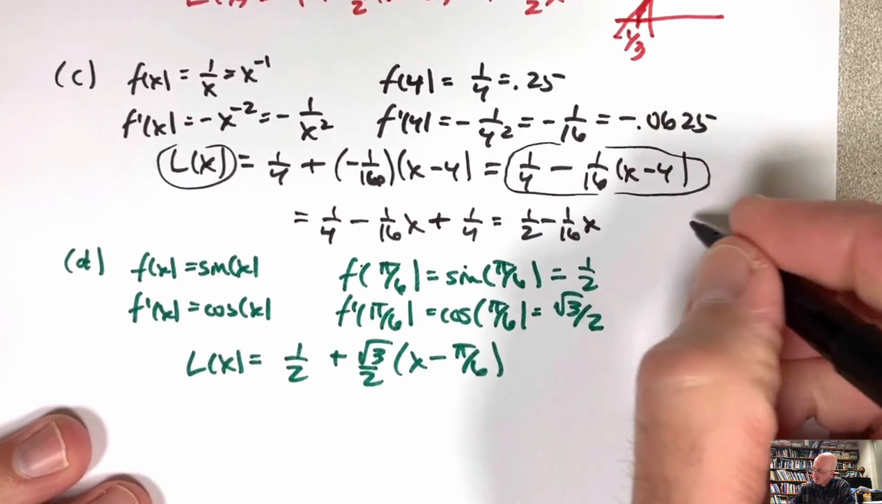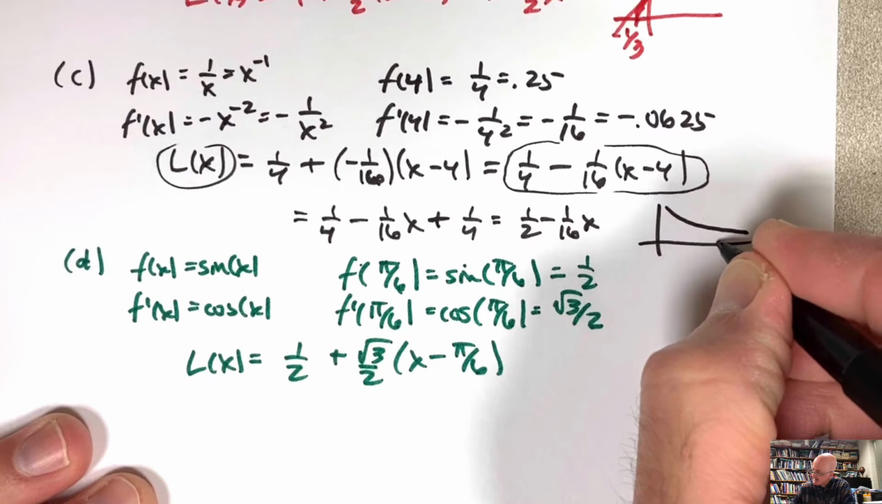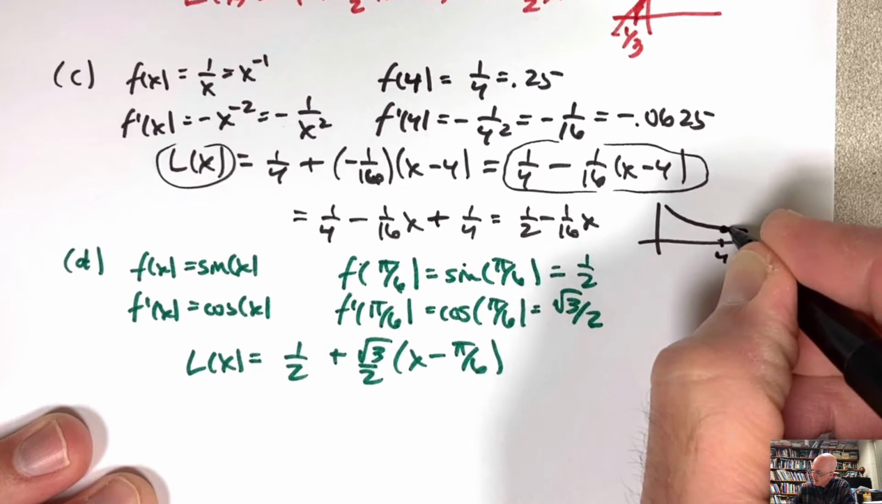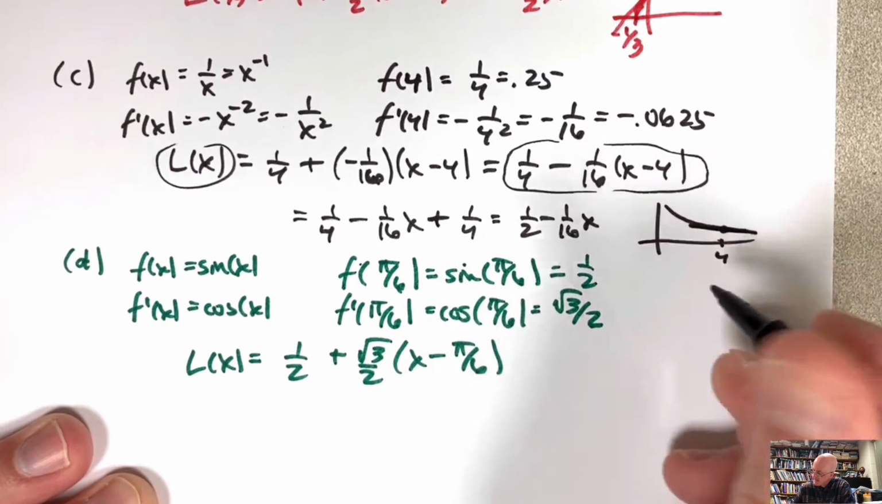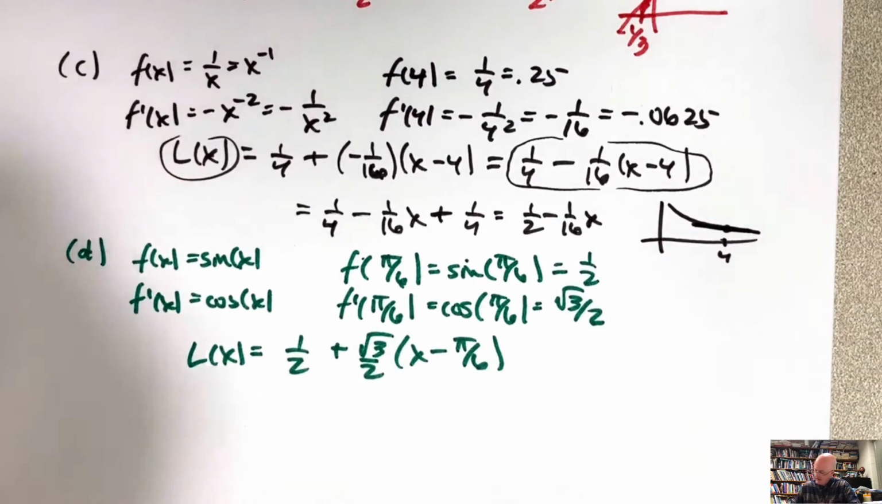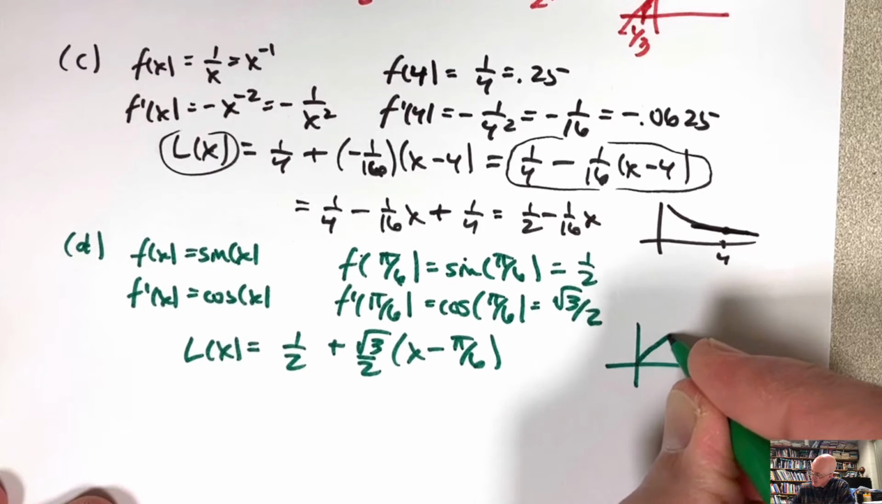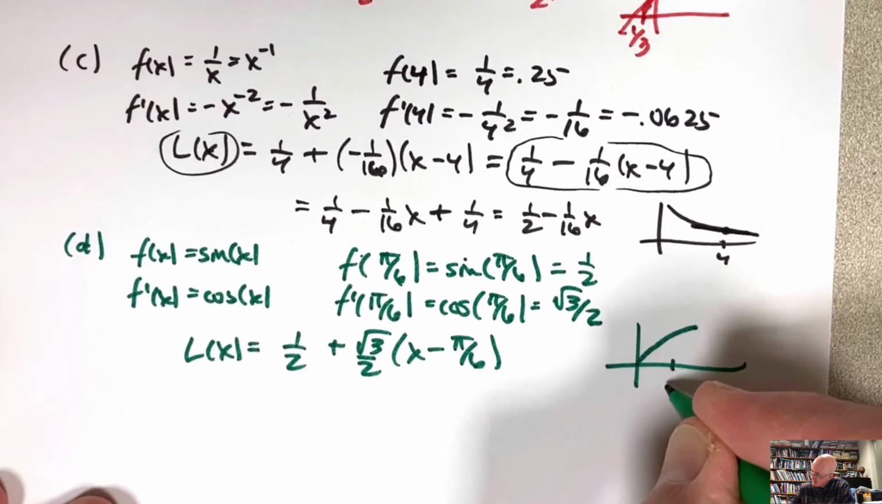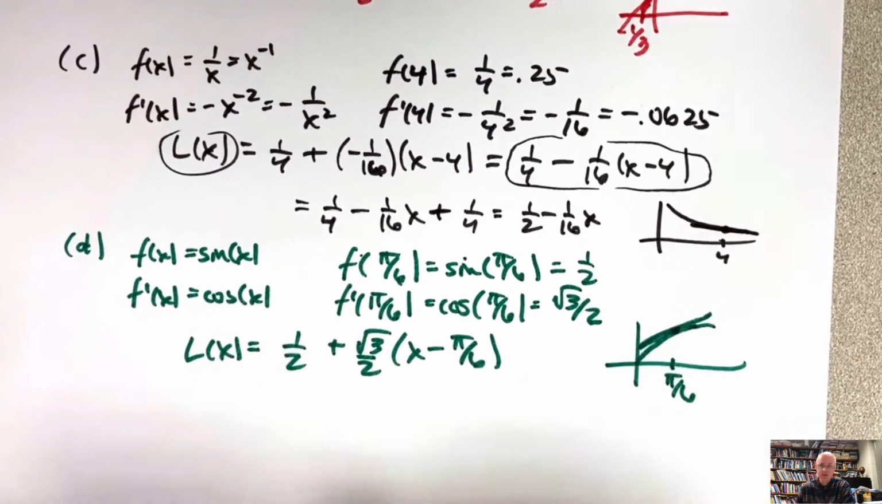With the previous example, the 1 over x graph looks about like this. And say this is 4 here. The tangent line approximation looks about like that. That is going to be what this function is. And with the sine function near pi over 6 here, the tangent line approximation is going to look about like this. Okay, so you can double check these things with your calculator too.